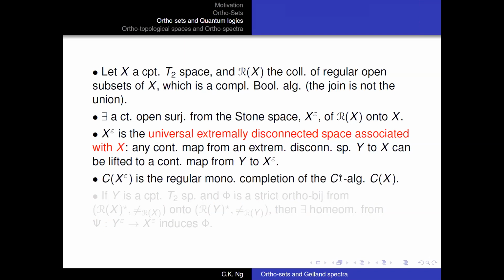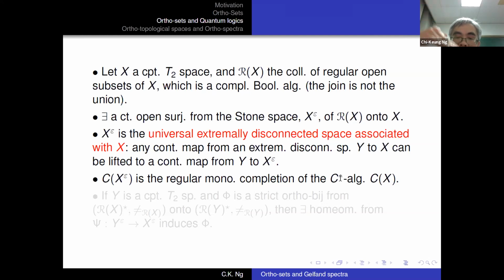May I interrupt once again? Sorry. Shouldn't the arrow go in the opposite direction, from X epsilon to Y? We start then with an arrow from X to Y, and then we can extend to this X epsilon, or am I wrong? I think it should be this way. X epsilon should be the domain. It should be the other way, because it's a lifting. You know, you have a map from Y to X, but X is a quotient of X epsilon. You have a map from Y to X epsilon, and then go down to X, you get back to the original map. So, I would say that rather we start with an arrow from X to Y, and then we lift to the arrow from X epsilon to Y, not the other way.